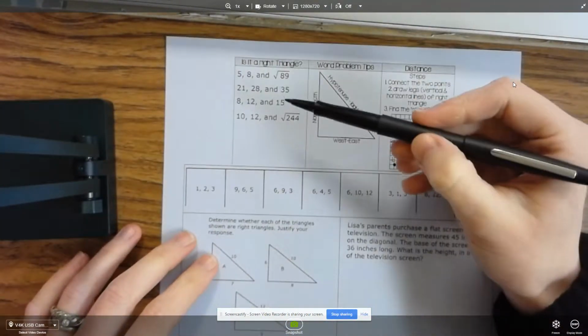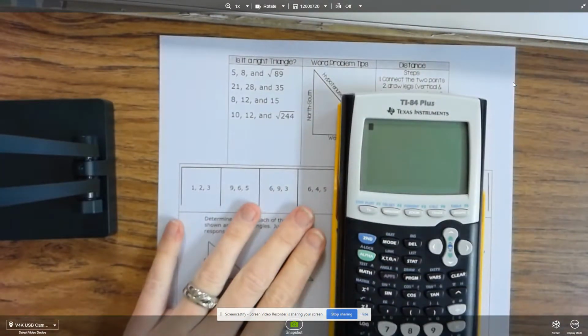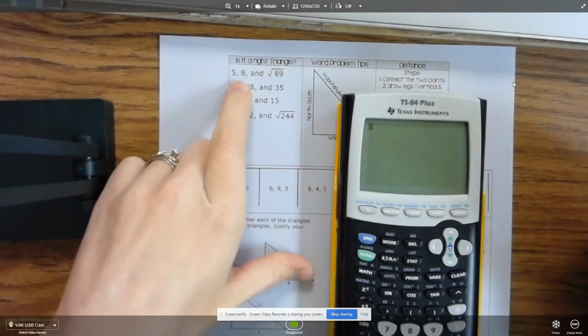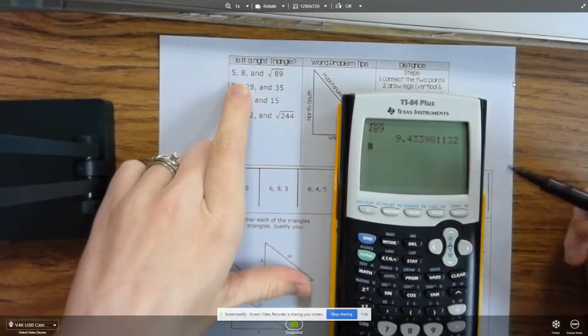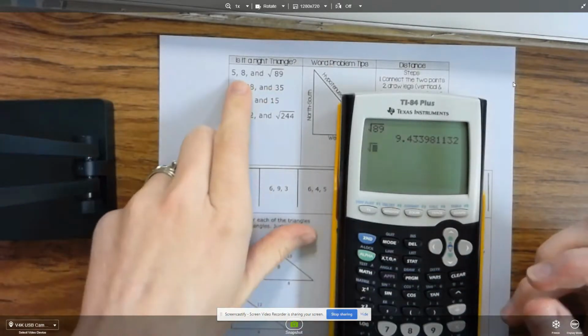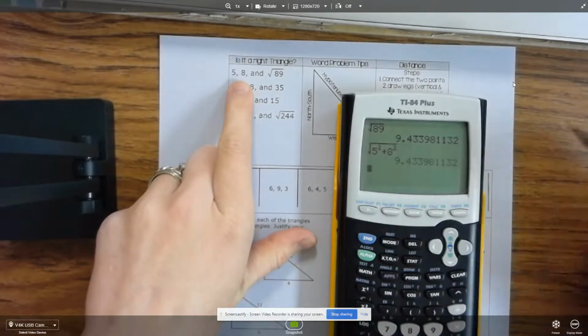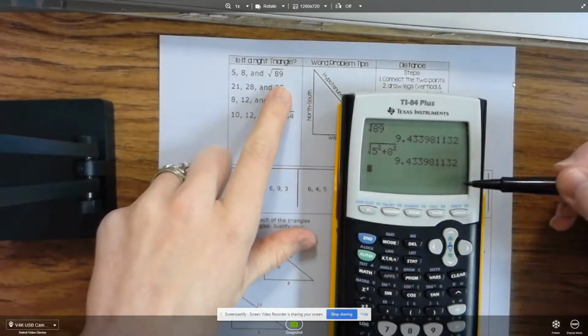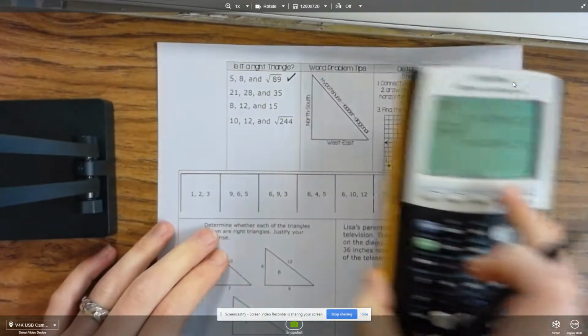And so the first part in this is, is it a right triangle? And so you can do that by using Pythagorean theorem. And what you do is you take your two smaller sides. So first I'm going to check the square root of 89 and make sure that that is my longest side. And then I just plug the two legs into my formula and see if I get the same amount. And I sure enough do. So this one is a right triangle.